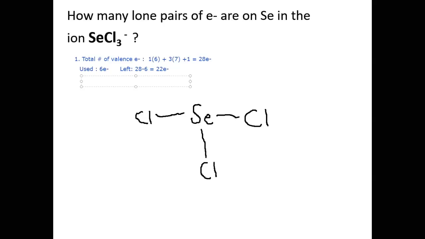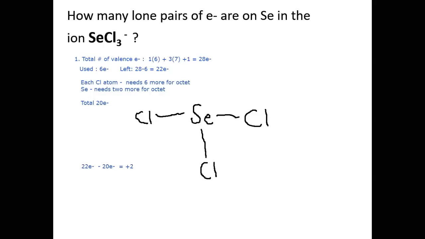So each chlorine needs how many more for an octet? Each chlorine atom needs six more for an octet. Selenium needs two more. So that's a total of six times three, total of 20 electrons. So we have 22 electrons. We need 20 electrons. We have a surplus of two. So don't worry about the two right now.